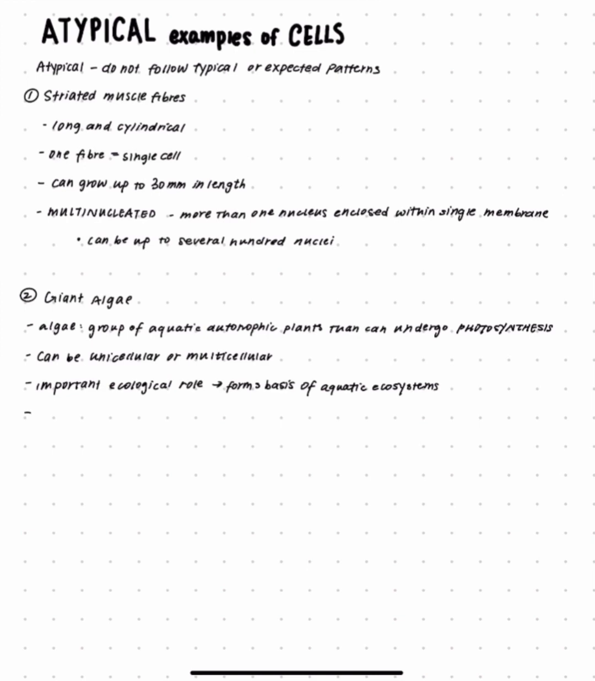Most unicellular algae are microscopic. However, giant algae in the genus Acetabularia grow to be quite large. These giant algae can grow up to 100 millimeters, which we would expect to be multicellular, even though it is comprised of only a single cell.